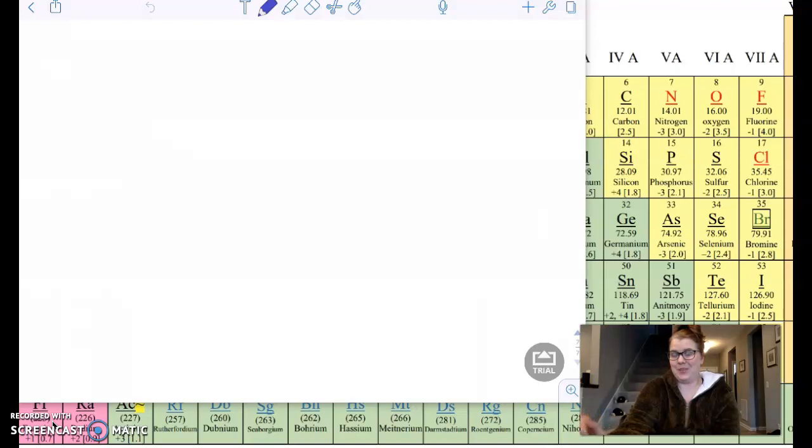So welcome to my house. Right? The moles are safe. They made it. They made it. They're quarantined with me. Let's go ahead and do some stoichiometry.